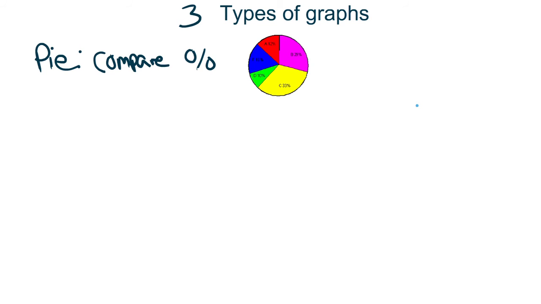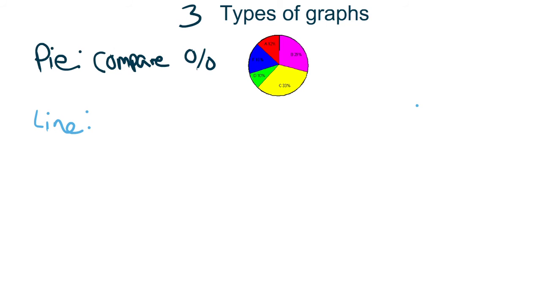So there are 3 types of graphs that we use in science. The first one is a pie graph or a pie chart. And pie charts are used when you compare percentages. This is an example of a pie graph because you're comparing parts of a whole and making it out of 100%.